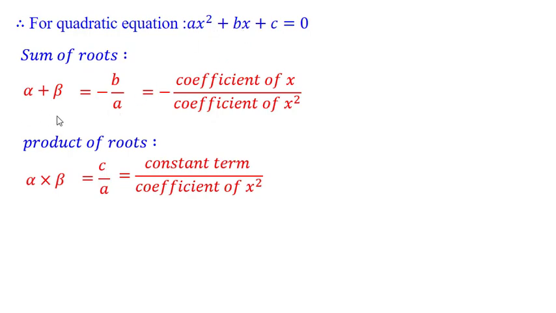So I can also say that sum of roots, that is alpha plus beta, is equal to minus coefficient of x upon coefficient of x square. And similarly product of roots, that is alpha into beta, is c, that is a constant term, upon a, that is coefficient of x square. So for any quadratic equation ax square plus bx plus c, sum of roots, that is alpha plus beta, is always equal to minus b upon a. Minus b upon a means minus coefficient of x upon coefficient of x square. And the product of roots, that is alpha into beta, is c upon a, that is constant term upon coefficient of x square.